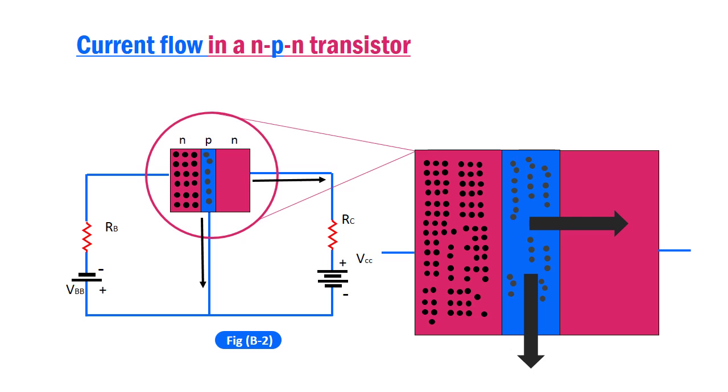Since the base is extremely thin, very few electrons manage to recombine with holes, and escape out of the base. Almost all of the free electrons injected from the emitter into the base are attracted by the collector, due to its large positive potential VCC. It is shown in figure B3.